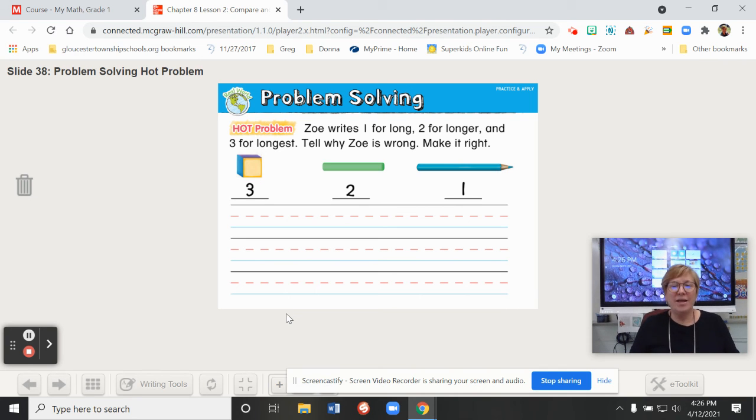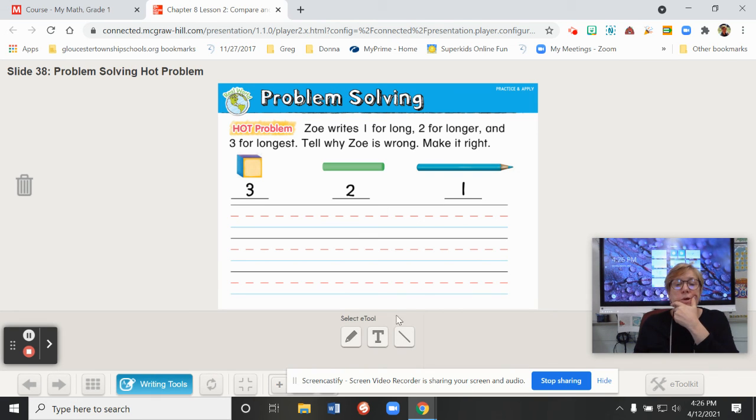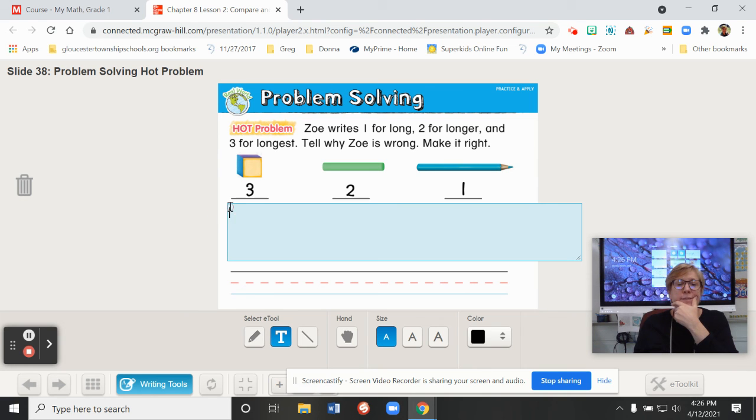Look at this. Zoe writes one for long, two for longer, and three for longest. They want us to tell why Zoe is wrong, and we're going to make it right. Zoe, they just wrote a name. Don't worry about it. I know kids like to see their names in a book or on a video. Let's think about this. Well, what do you think, Zoe? Yeah, I think so too. I think the numbers are in the wrong order. So Zoe in the math book put them in the wrong order, not Zoe in our classroom.